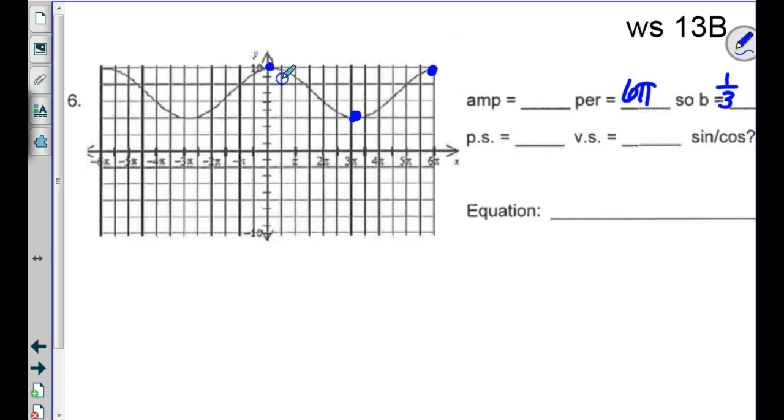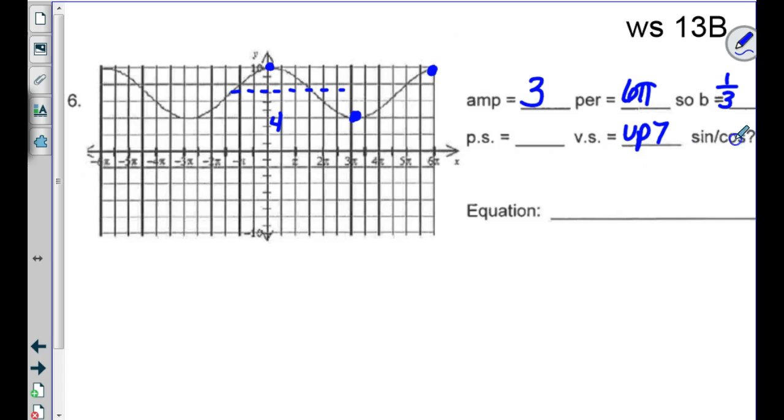Amplitude. If that's 10, can anybody count these? 1, 2, 3, 4? Is the min at 4? So the distance there is 6. So the midline would be at 7. Because if you add and divide by 2, you get 7. But if you subtract and divide by 2, what's the amplitude?